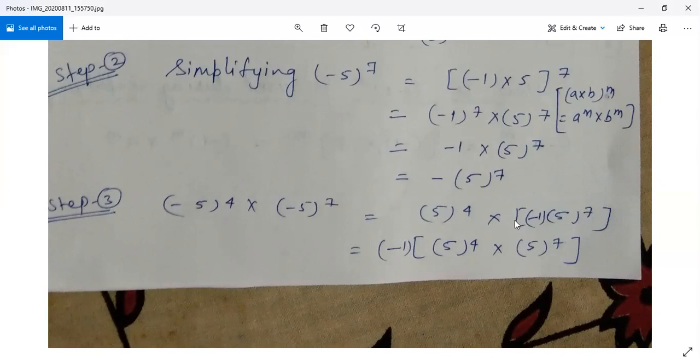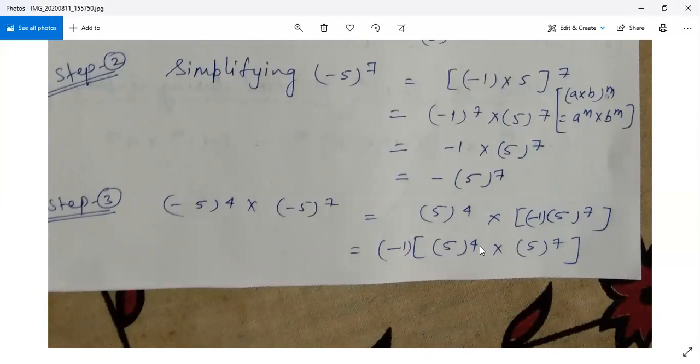So we can take out the minus 1 in multiplication form because everything is in multiplication form now. So you can write it like this. Here, in between these two brackets, you can write the multiplication also. So minus 1 multiplied by 5 to the power 4 multiplied by 5 to the power 7. Now see that here the base is 5, and here also the number is 5.